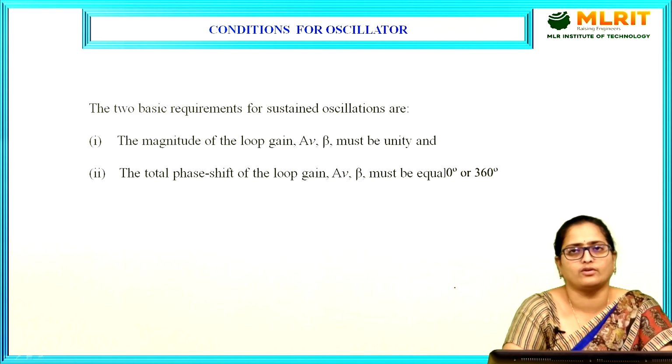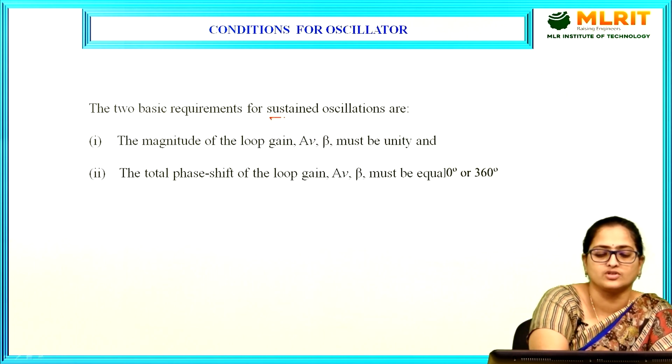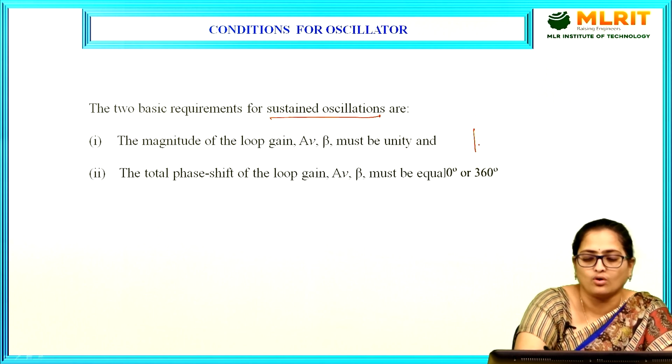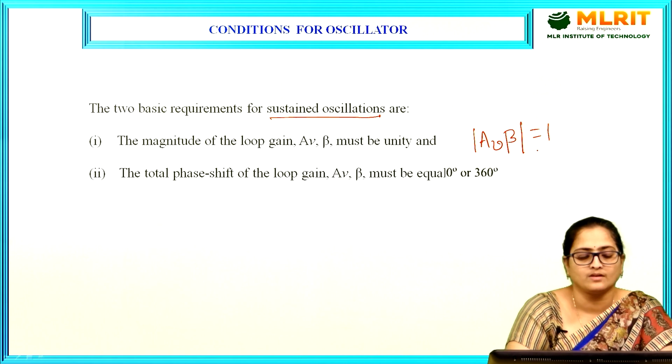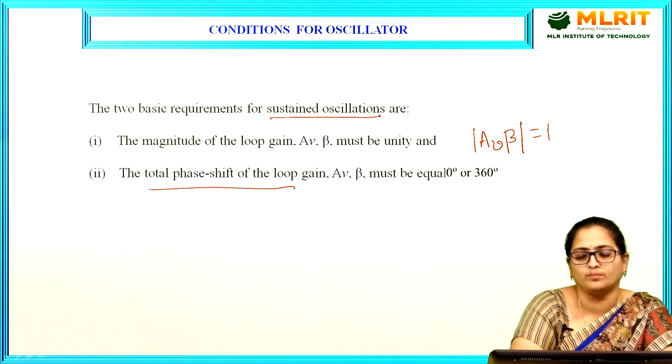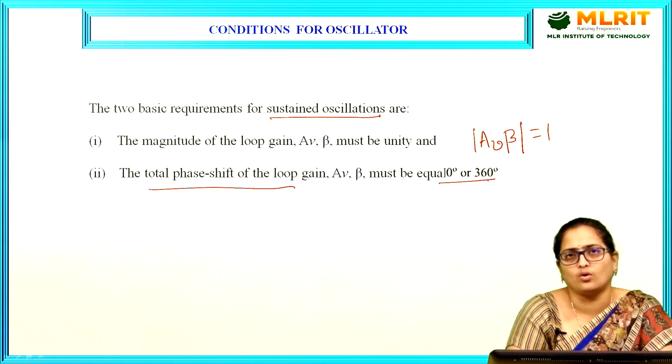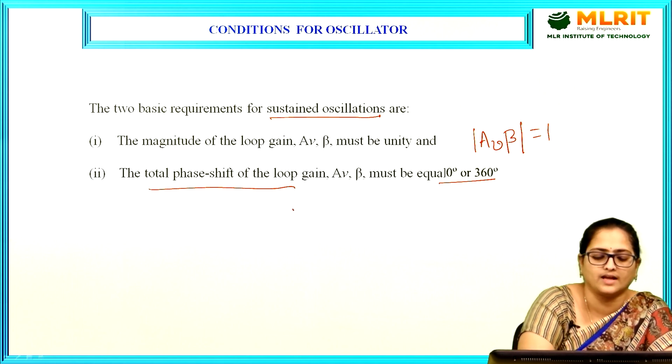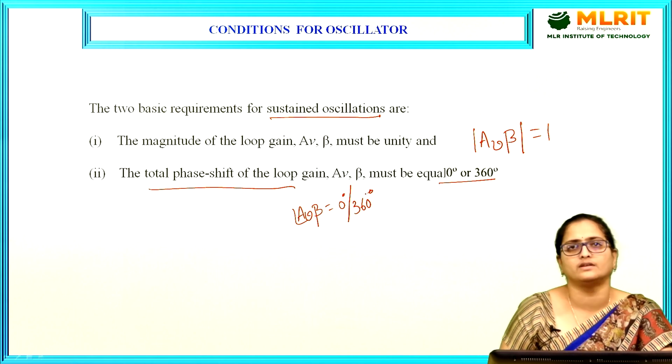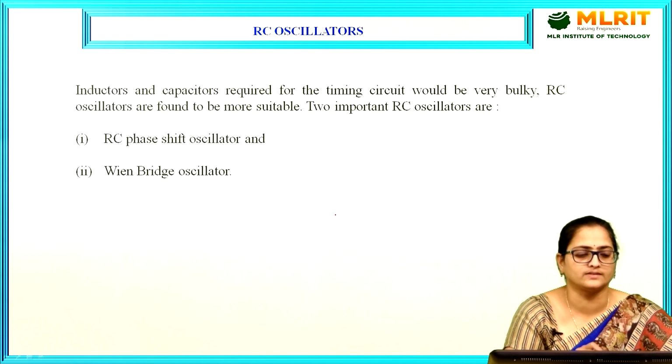The two basic requirements for sustained oscillations are: the magnitude of loop gain into the feedback gain must be equal to unity, and the total phase shift of the loop must be equal to 0 or 360 degrees, that is, the angle between feedback gain and open loop gain should be equal to either 0 degrees or 360 degrees. RC oscillators.